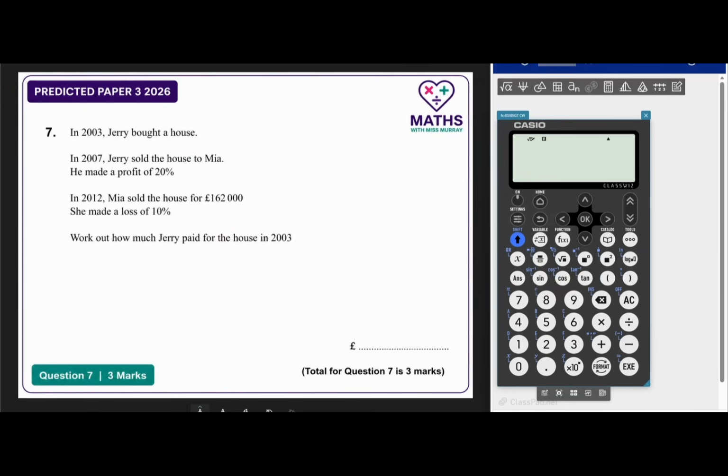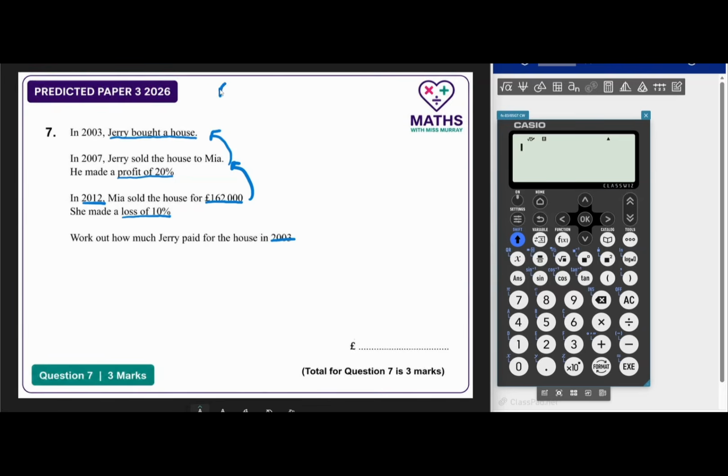So now we are on to question 7. In 2003, Jerry bought a house. Lucky Jerry. In 2007, Jerry sold the house to Mia and he made a profit of 20%. In 2012, Mia sold the house for $162,000 and she made a loss of 10%. So we know the price of the house now in 2012, and we've been asked to work out how much Jerry paid for the house in 2003. So we've got to work backwards twice.